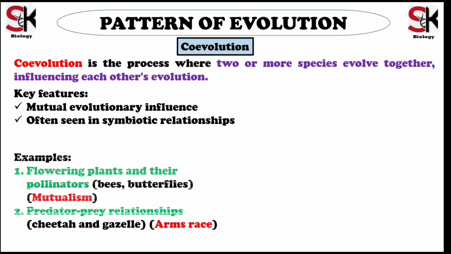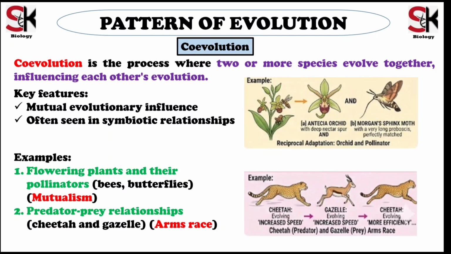The examples of coevolution are flowering plants and their pollinators like bees. The second example is predator and prey like cheetah and gazelle. This is like an evolutionary partnership or sometimes an arms race.